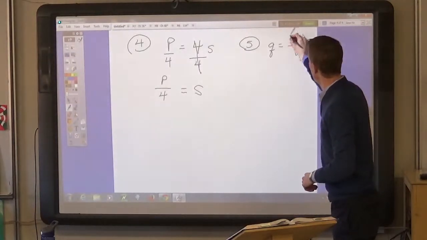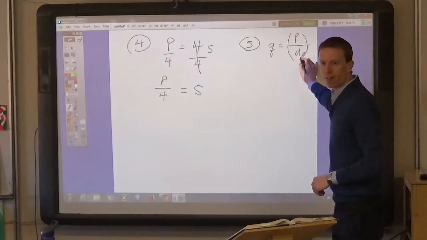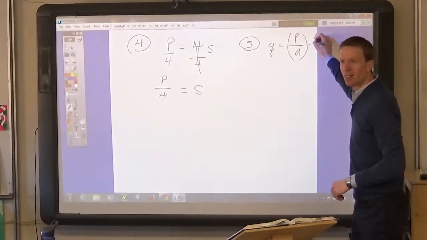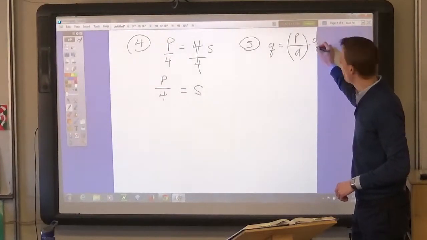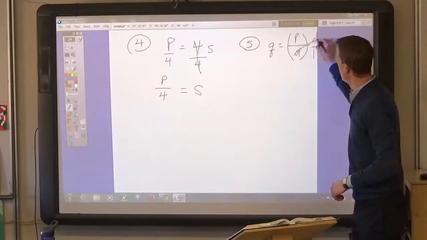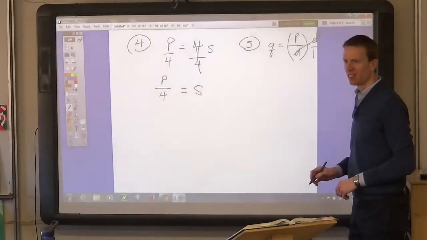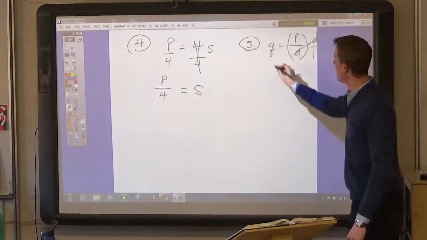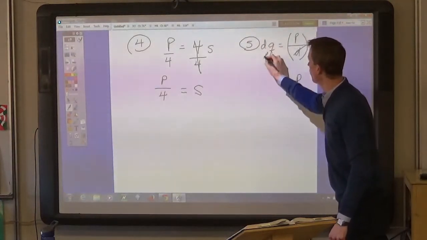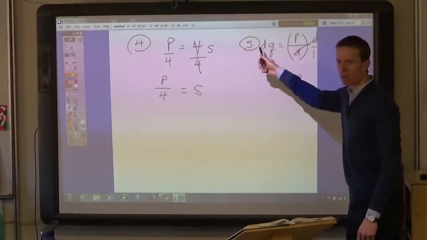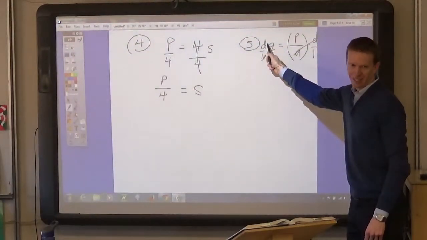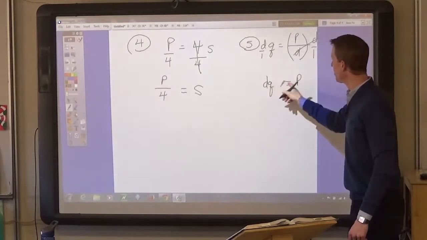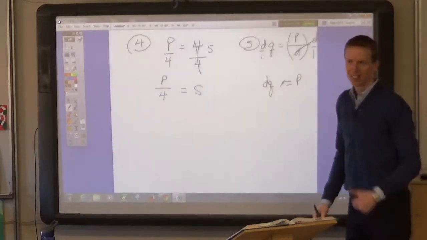Multiply by the reciprocal. So if we're trying to get rid of D, then multiply by what? D over 1. Okay? So then that leaves P on the right side. And when we multiply this by D over 1, we simply have DQ. Very clean. DQ equals fraction.